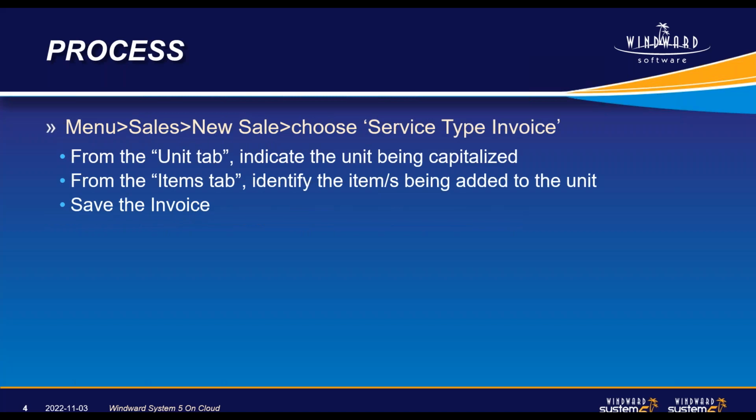And then for the process, this is how it goes. The path is menu, sales, new sales, and then choose the service type, invoice. Those are the bullets for how to go about it, but I'll be showing them to you in the demonstration right after this slide. So I'm just going to end this PowerPoint and grab my demo.